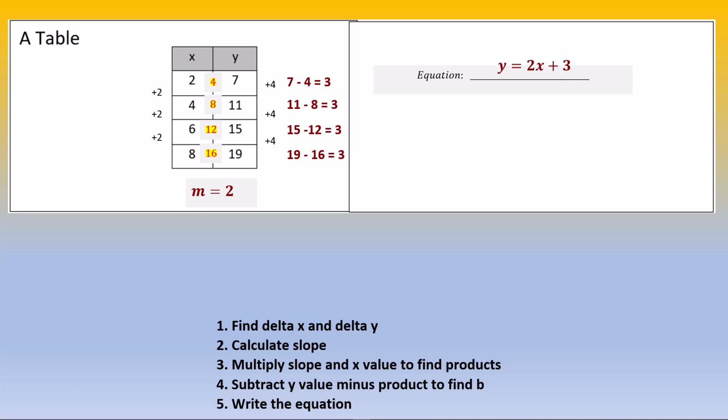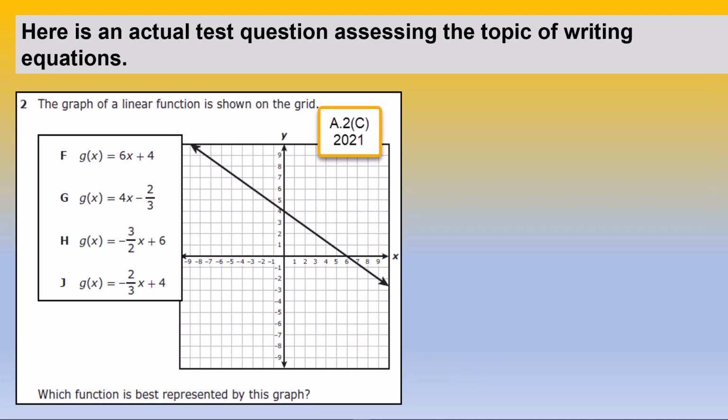Write the equation. Here is an actual test question assessing the topic of writing equations. Read it through carefully and work out the correct answer. Pause the video to give yourself time. The line crosses the y-axis at 4, which eliminates choices G and H since the b value for those two equations is not 4. The slope is going downwards, with a rise of -2 and a run of 3 between any 2 points on the line, and so the correct choice is J.